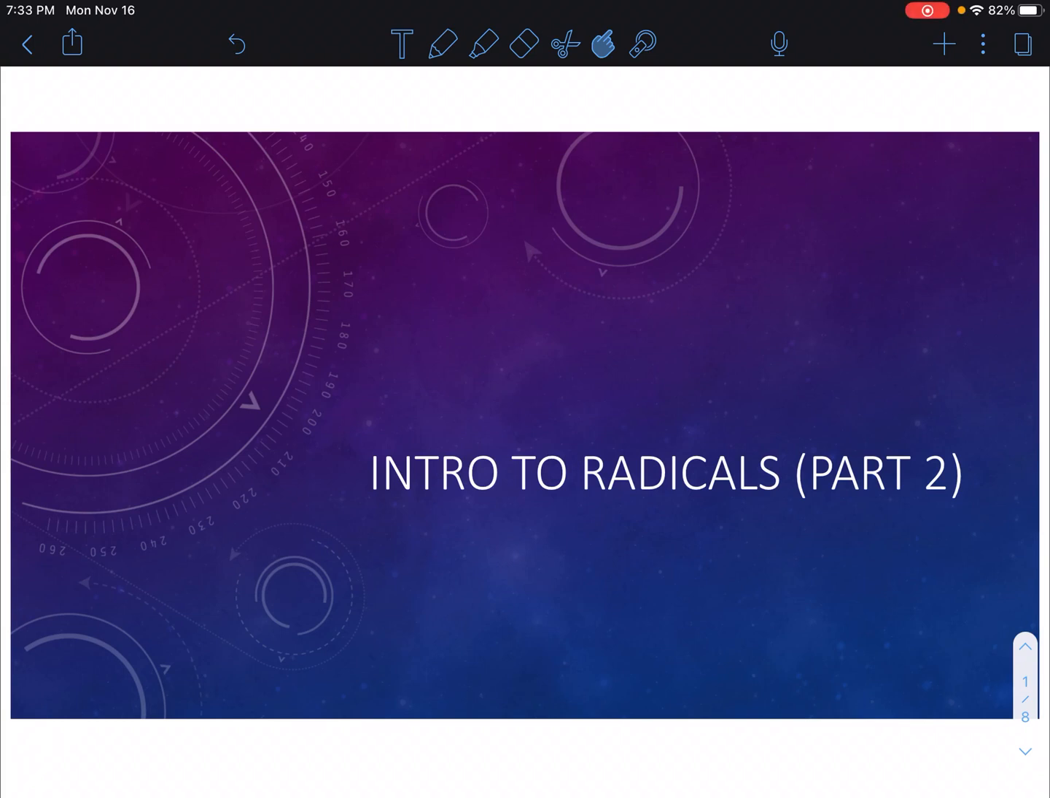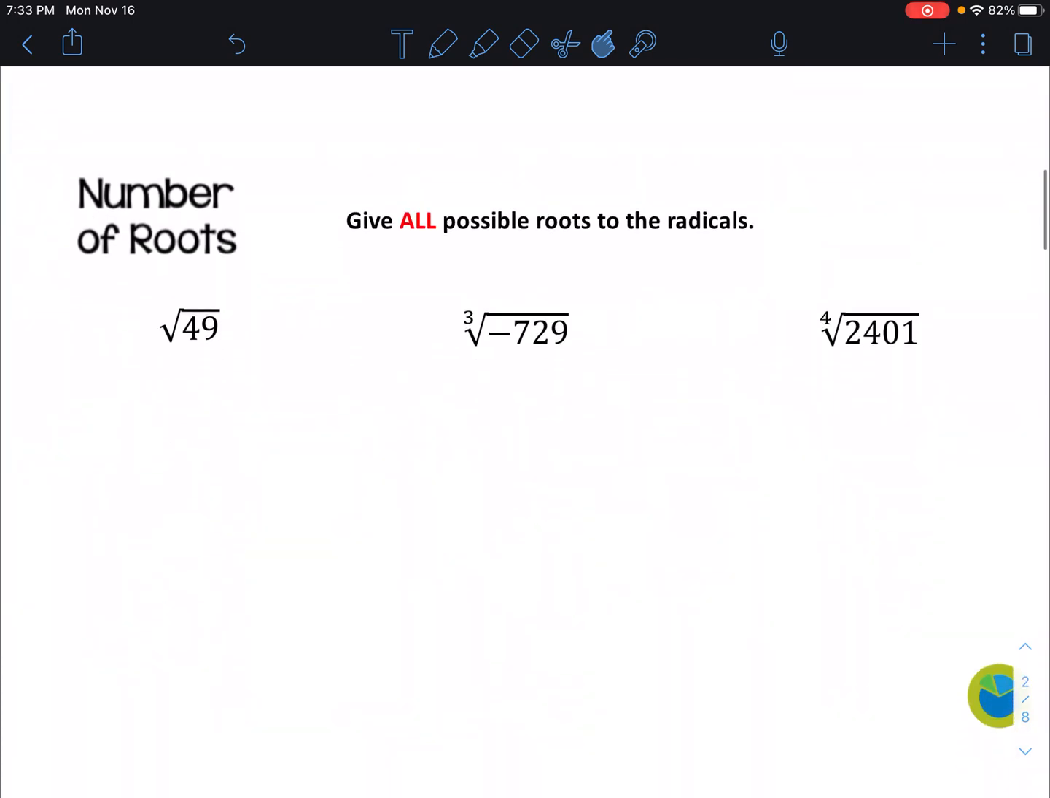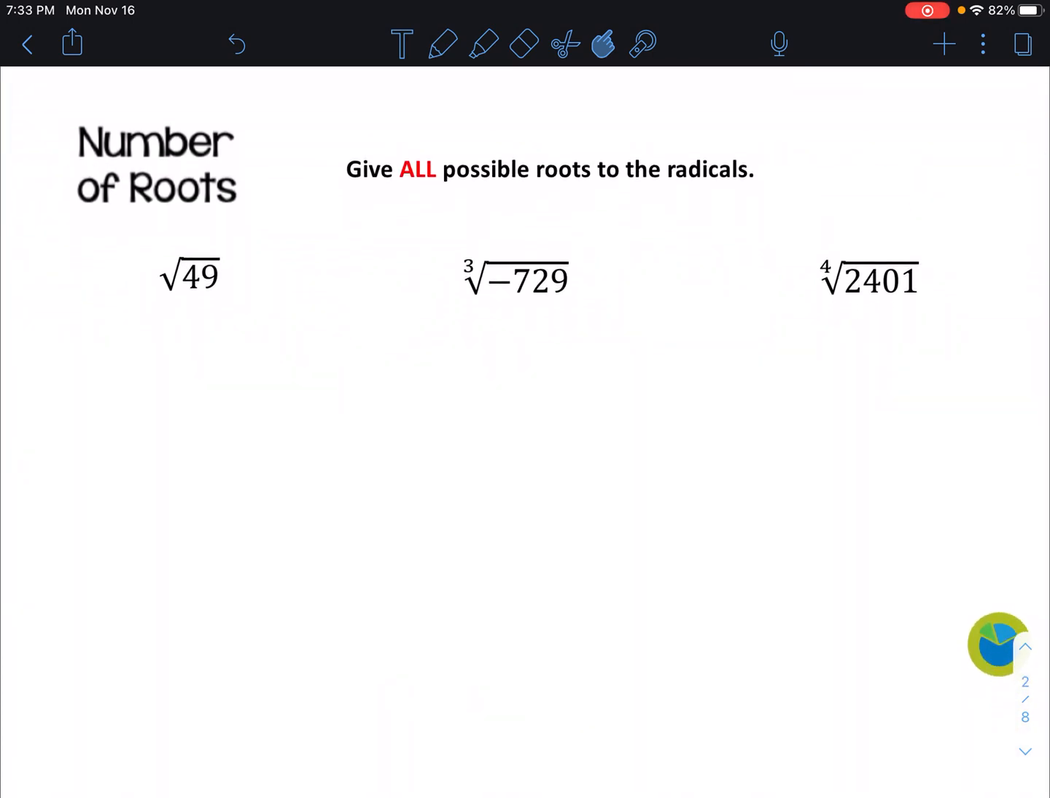All right, so this is part 2 of our radicals intro. If you haven't watched part 1, please go back and do that, and it talks a little bit about parts of radicals. So last time we talked a little bit about number of roots, and it says here, give all possible roots to the radicals.